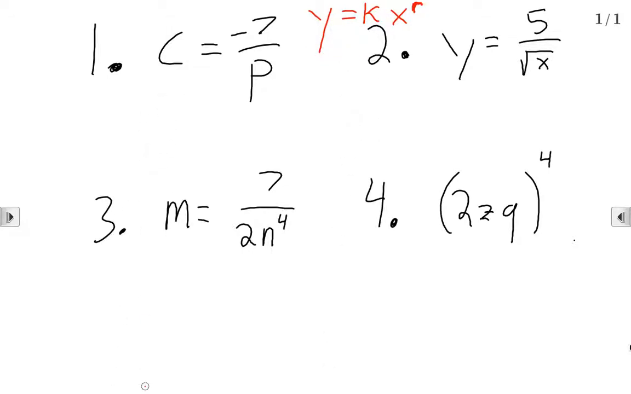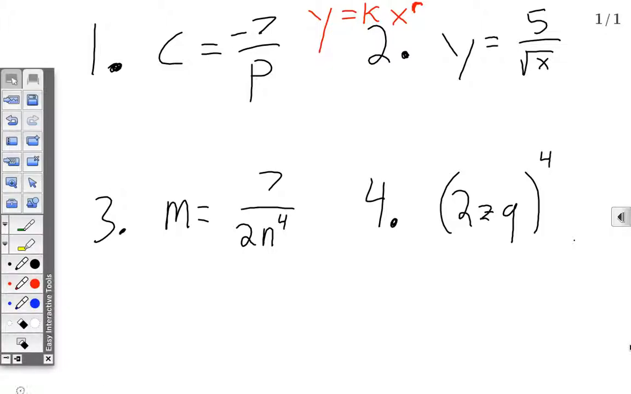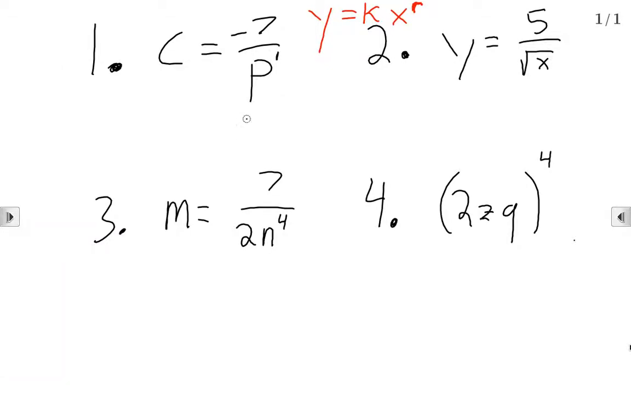Number one, we got c equals -7 over p. So we're going to use what we know about exponents. In this case, what we're going to use is the fact that this is p to the 1. Dividing by an exponent can be rewritten as multiplication as long as you change the sign of the exponent. So if the exponent used to be positive, it now needs to be negative.